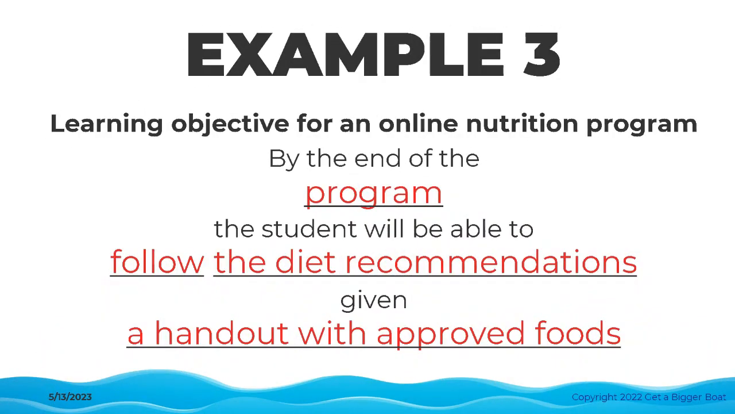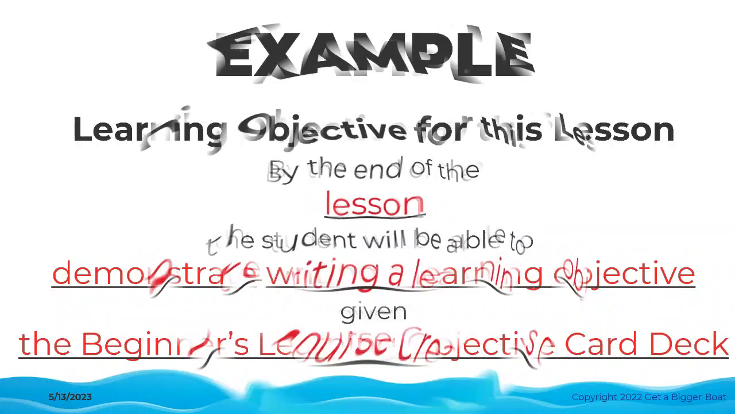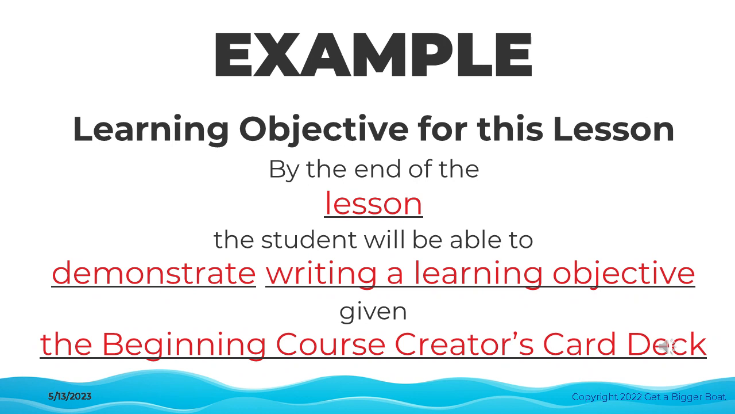Here is an example of a learning objective for a nutrition program. By the end of the program, the student will be able to follow the diet recommendations, given a handout with approved foods. Here is an example of a learning objective for this lesson. If you succeed at this objective, then I will know that my course materials are working and useful. If not, then I will need to add more information to help you.